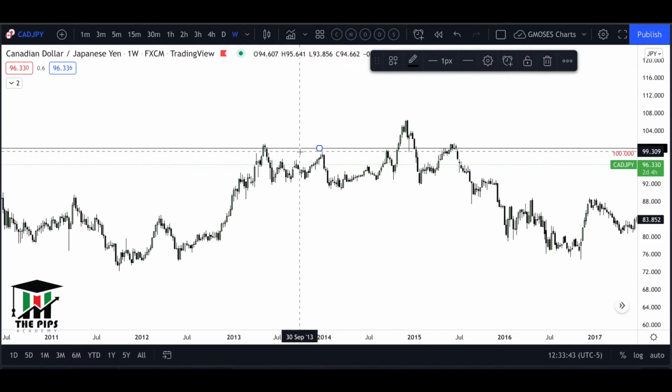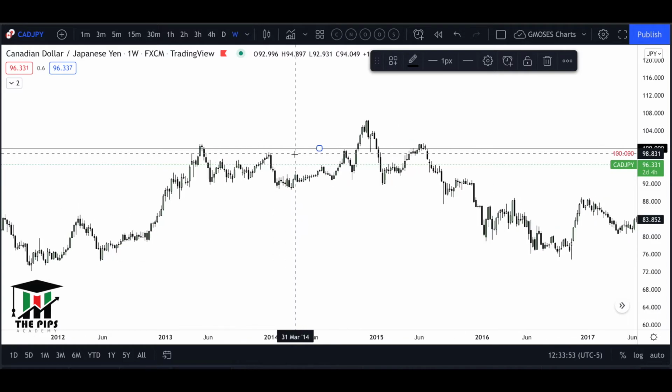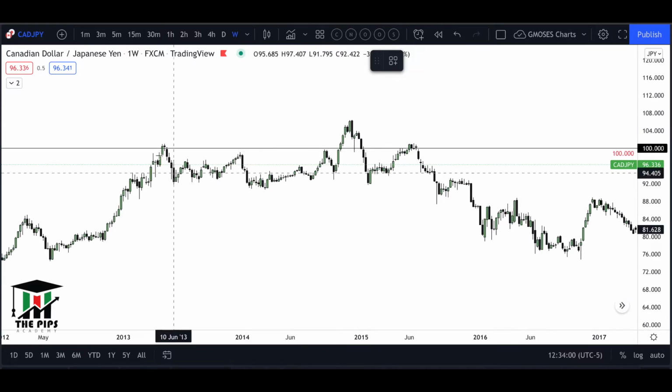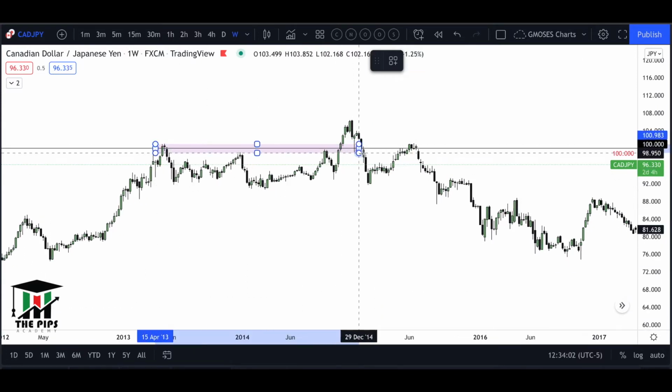Now, some of you may know, a lot of you may know, some may not know. Price doesn't always respect a price. It respects an area. So whenever you're looking for support and resistance, think about zones. So we can look at this as a zone as well, where we can actually come here and plot a zone here.